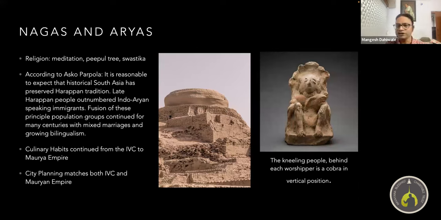And one of the pieces of evidence that brings out the continuity between the IVC and the Maurya Empire is culinary habits. The same kinds of pots, the same kinds of grain, and the same kinds of eating habits were found in the IVC and the Maurya Empire. And another is that the city planning matches in both the Indus Valley civilization and the Mauryan Empire. I think these are very remarkable points.